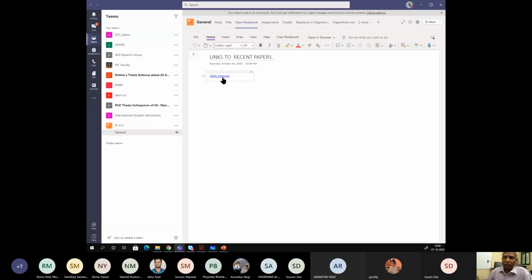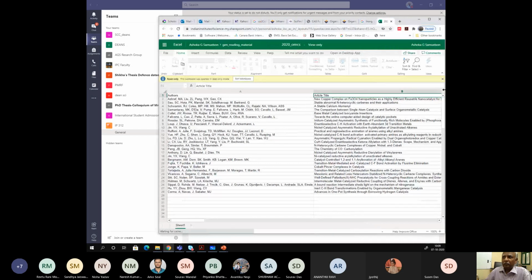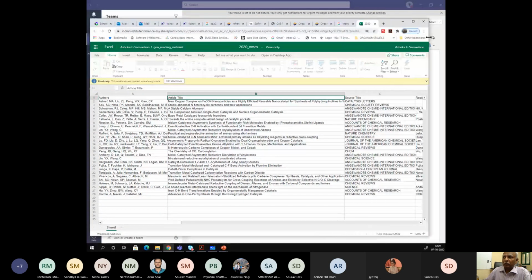But this sheet, if you click on that, you should see an Excel sheet that is coming. And that Excel sheet, which I will bring to your screen now, has got a list of papers. So these are 27 papers, authors, titles, the journal, and so on and so forth. Okay, so you would be able to access all these.